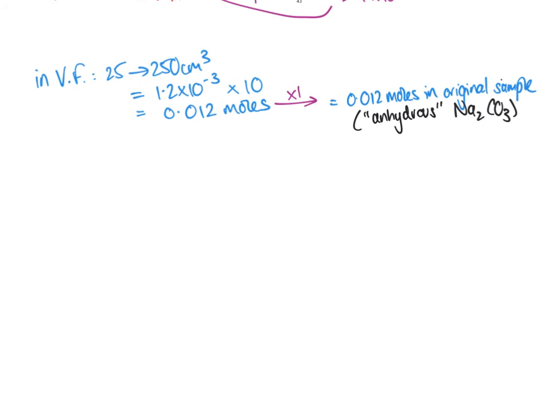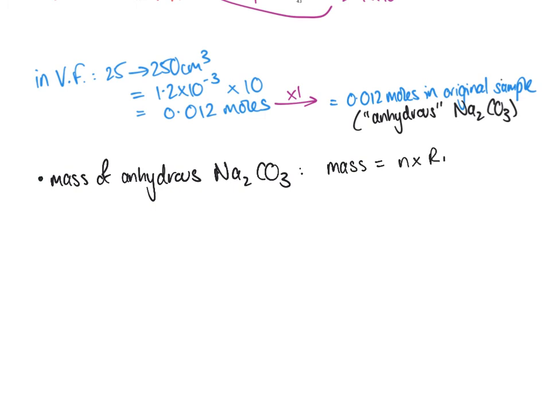What we want is essentially the mass of the anhydrous sodium carbonate, and from that we'll be able to work out the mass of water. So in order to work out the mass, I'm using the equation mass equals n times RFM. My number of moles is 0.012, which I've just worked out from my titration.